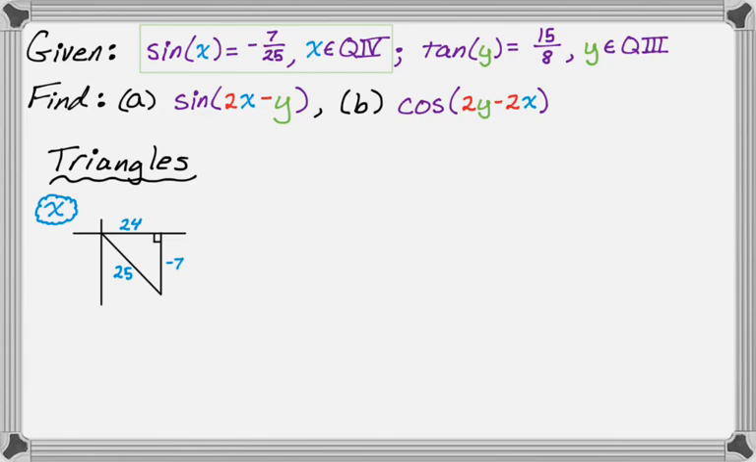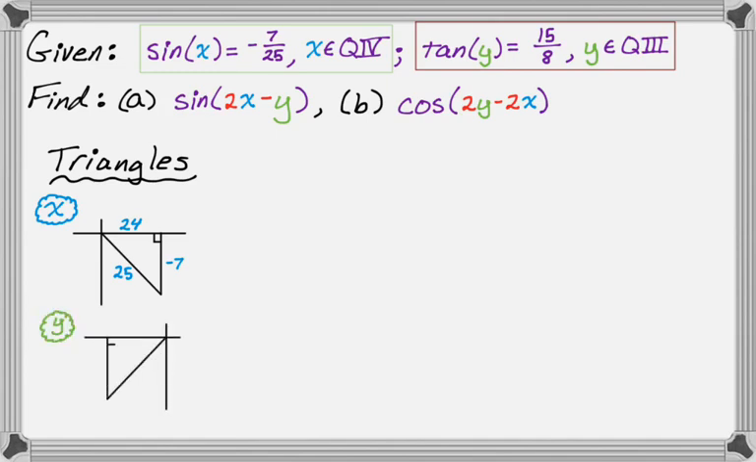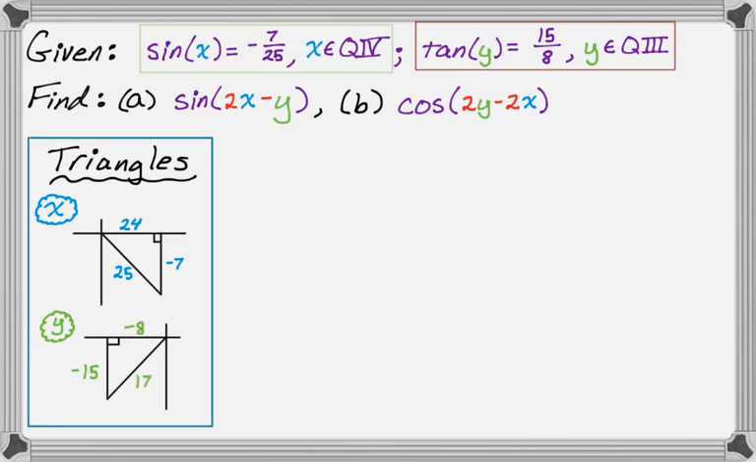Now we want to use the other set of information. So the tangent of y is 15 over 8. Y is in the third quadrant. So draw yourself a third quadrant triangle. On this one, I have a tendency to forget the negative signs the first time through and then add them back in. So opposite to adjacent is 15 over 8, but since we're in the third quadrant, they're both negatives. So negative 15, negative 8, and then the hypotenuse is 17. Again, Pythagorean triple.